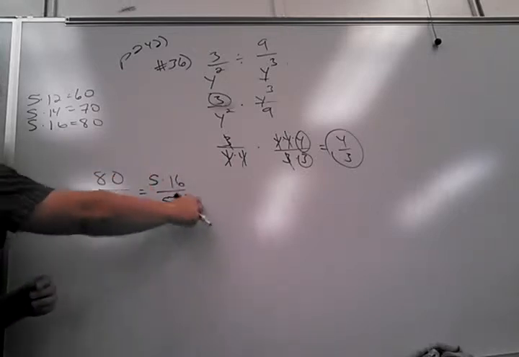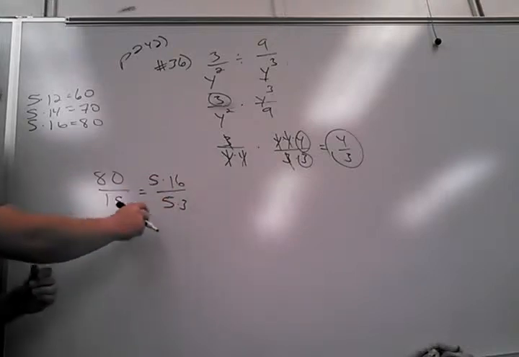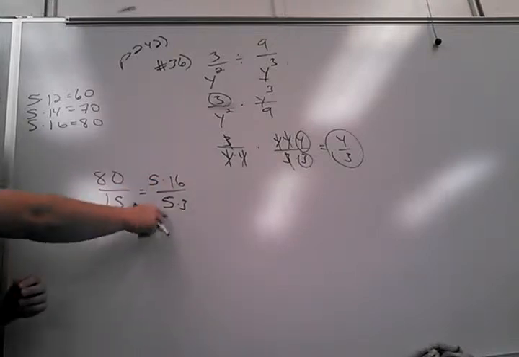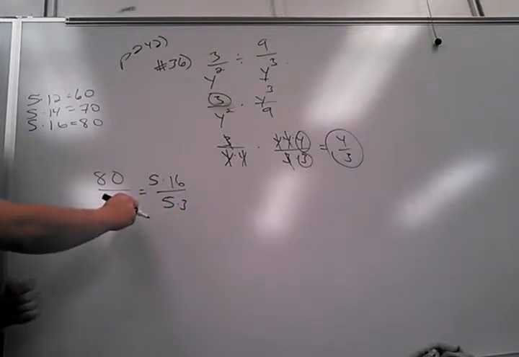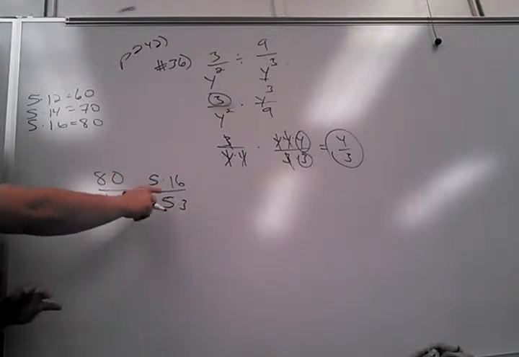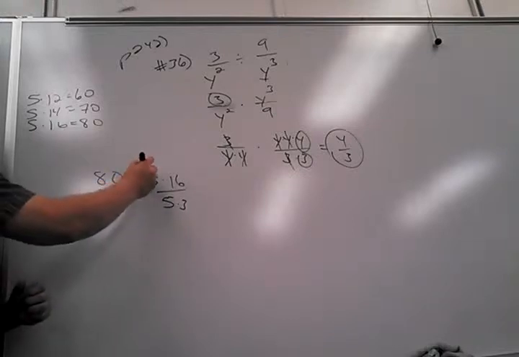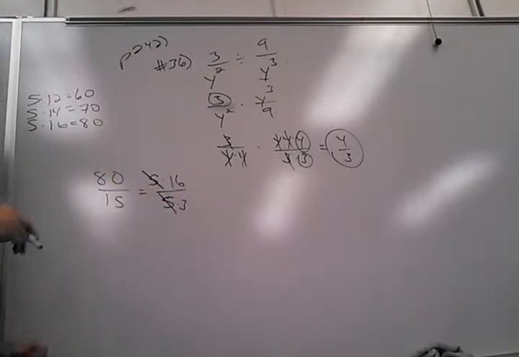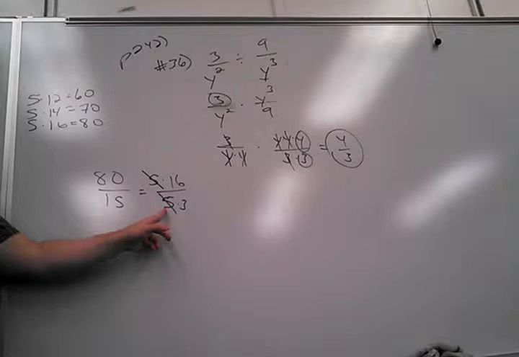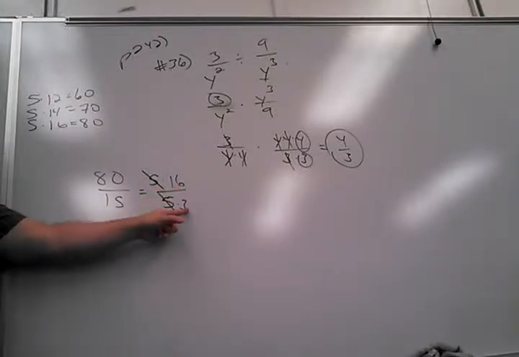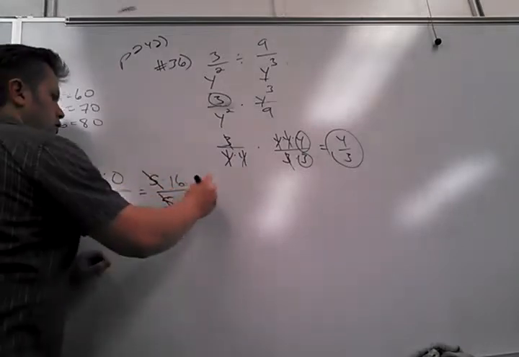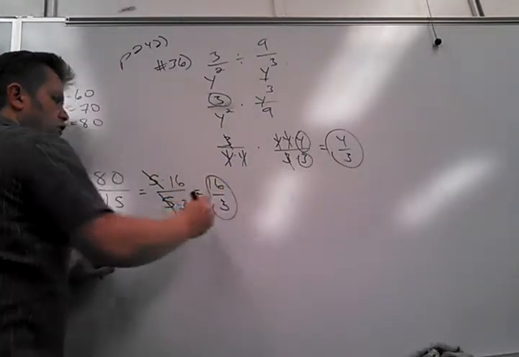What can I do right here? What's common on the top and bottom? What's the same on the top and bottom? 5. So the 5 can cancel because it's 5 divided by 5. And what's left? 16 over 3. So I think you're trying to do too much with it.